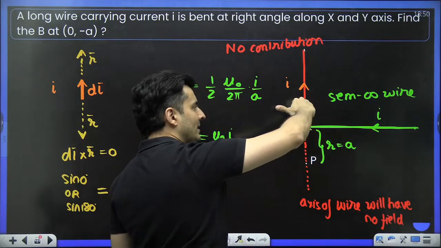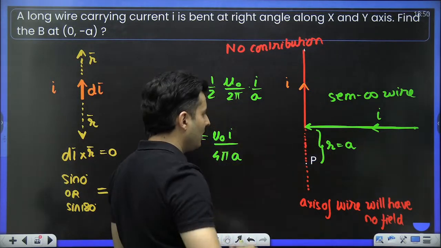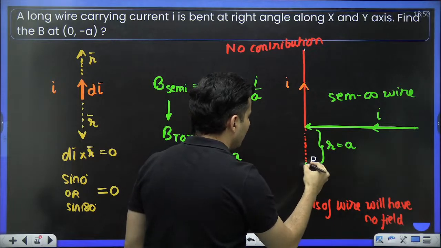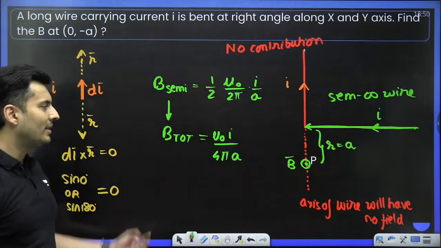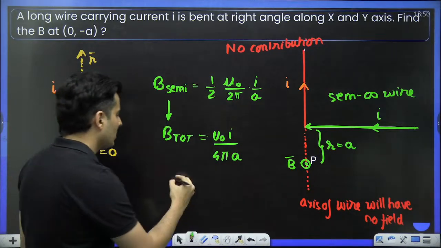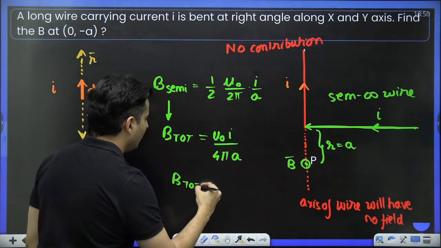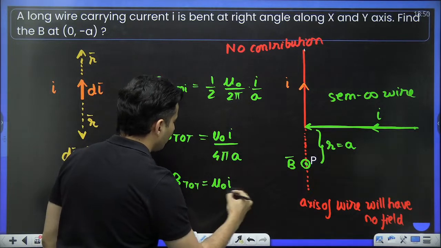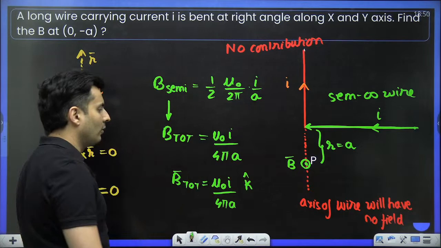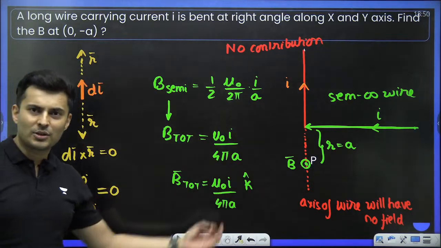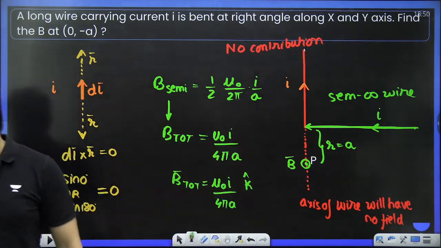The field will go inside from the top and will come outside from below. So at this point, the magnetic field will be towards you, in the k cap direction. That means the total magnetic field will be mu naught I by 4 pi a, and this will be k hat if vector form is asked. But otherwise you can just leave it as outwards or just the magnitude.